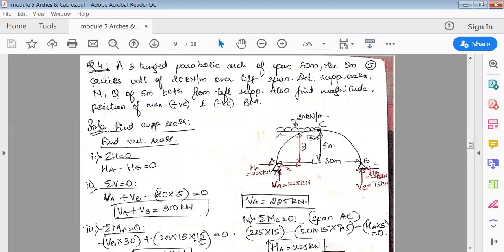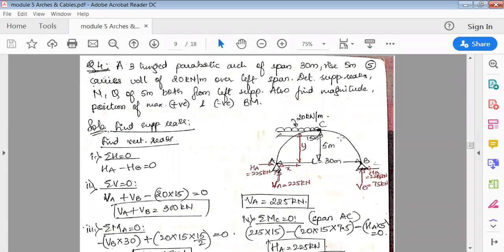Hello everyone. So let us study the next type of problem. It's again a three-hinged parabolic arch, but this time it has only a UDL. You can see here there is only a UDL on the left span. So first let's draw the figure. So it's a three-hinged parabolic arch.